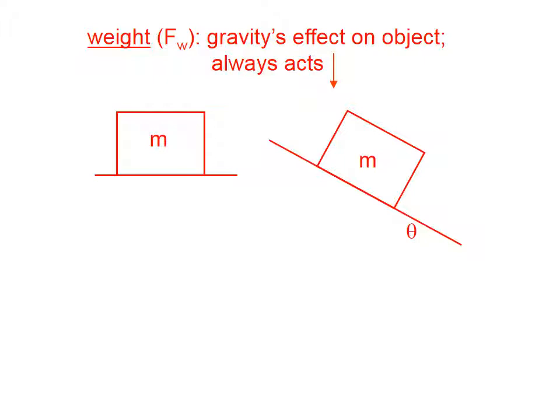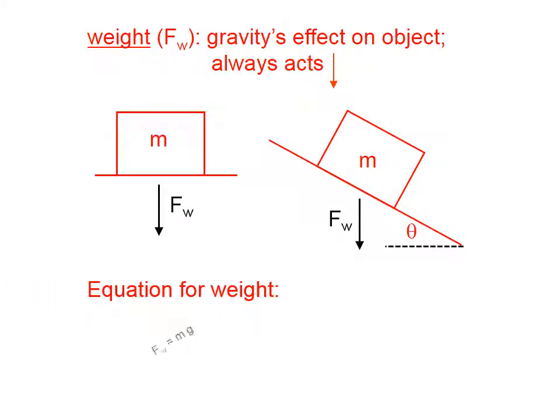Weight, which I'm going to symbolize Fw, is gravity's effect on an object. The weight always acts downward. So if we have a mass on a horizontal surface, that mass has a certain weight acting downward. If that mass is on an inclined surface, say inclined at an angle theta above horizontal, again, the weight of that mass always acts straight downward towards the center of the Earth.